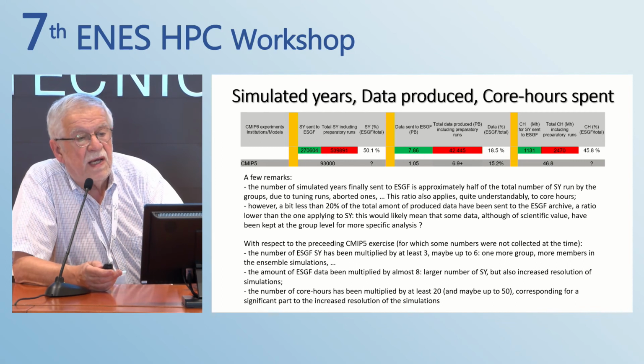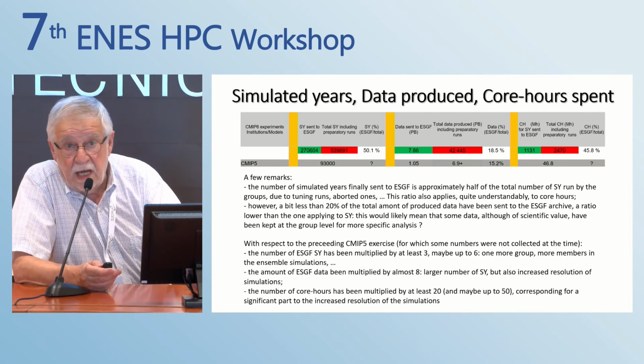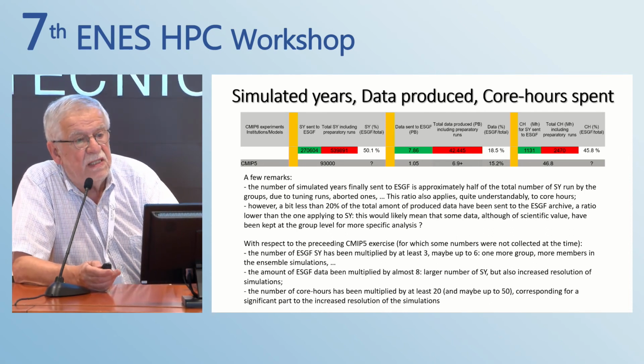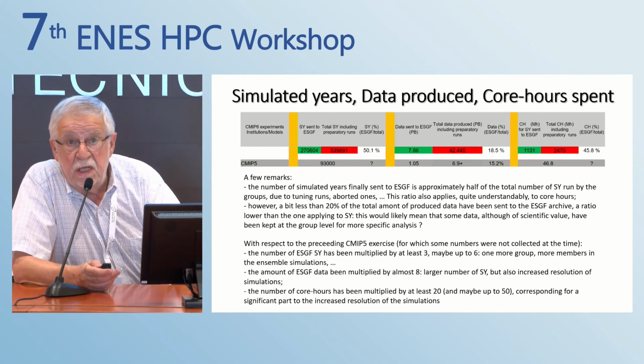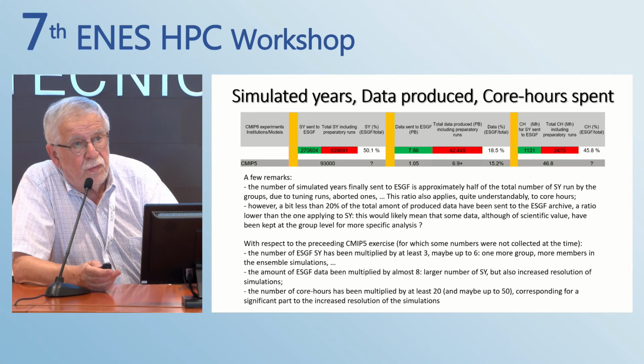The amount of data that you can find on the ESGF archive is basically 8 times larger for CMIP6 than it was for CMIP5. That's easy to do for CMIP5. You just have to go to the ESGF archive and look at the amount of CMIP5 data which are sitting there.